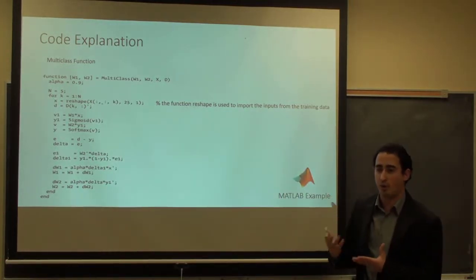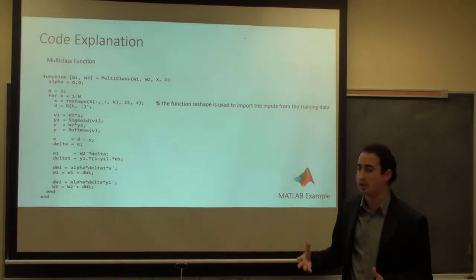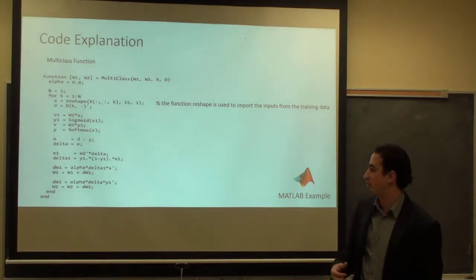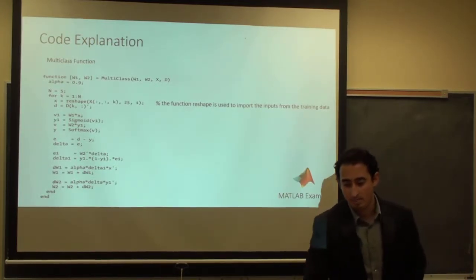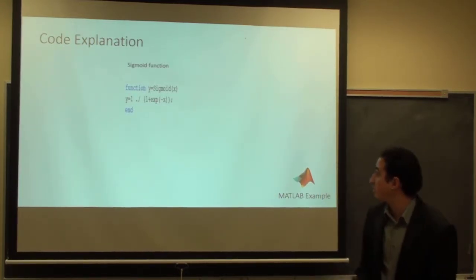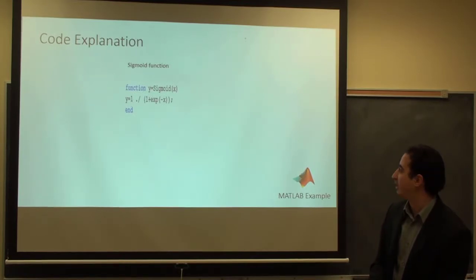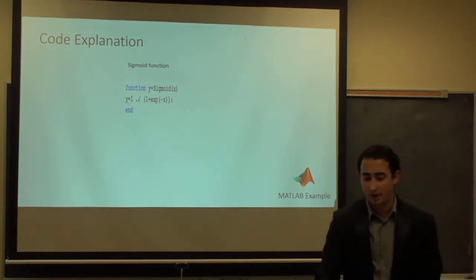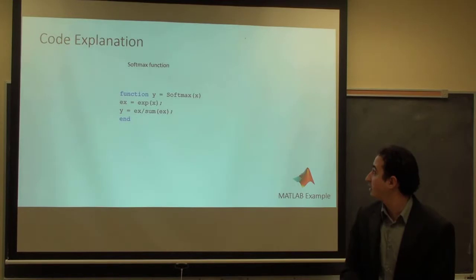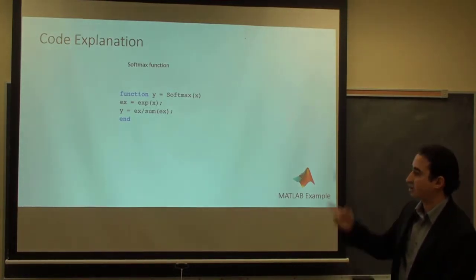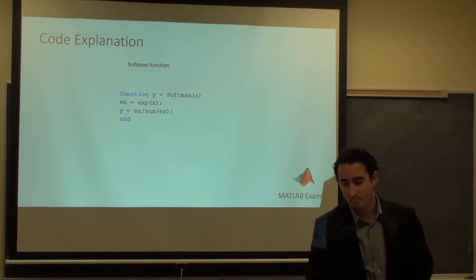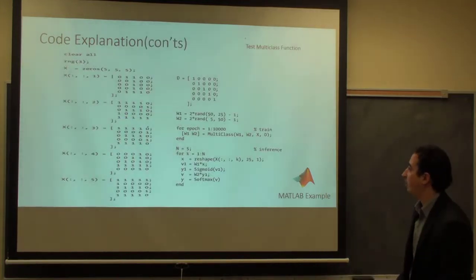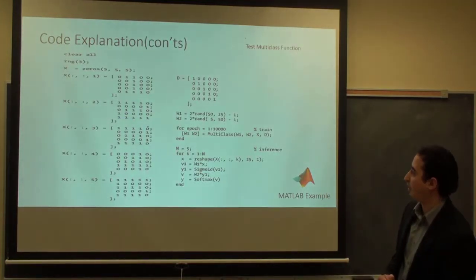So the error is what we want, which is our output D, minus what we get from the system. Then we calculate the delta and we update the weights. For that we're also using the sigmoid function that we looked at, 1 over 1 plus exponential of minus x. Then the softmax function, which is the exponential of the initial over the sum of exponentials. And here is our test function, which I'm going to run in a little bit.